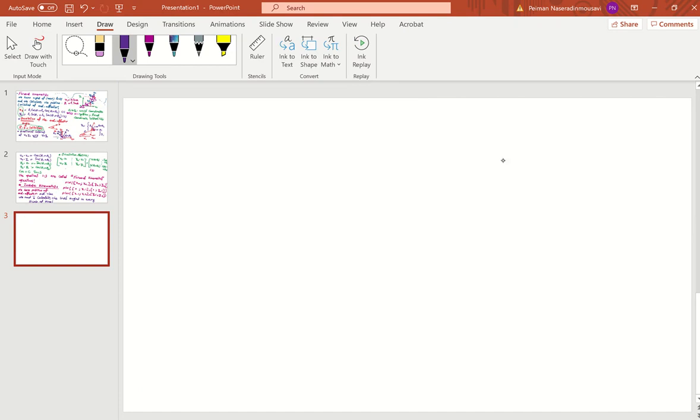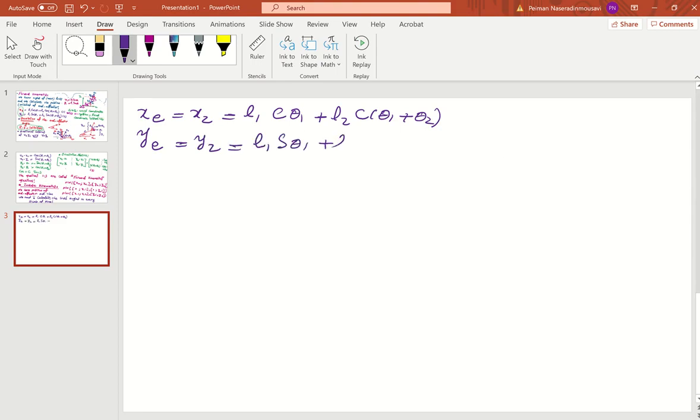Okay, we derive this, guys. X of the end effector, x2, was what? It was L1 cosine theta 1 plus L2 cosine of theta 1 plus theta 2. Yes or no? And the y of the end effector, y2, is L1 sine theta 1 plus L2 sine of theta 1 plus theta 2.